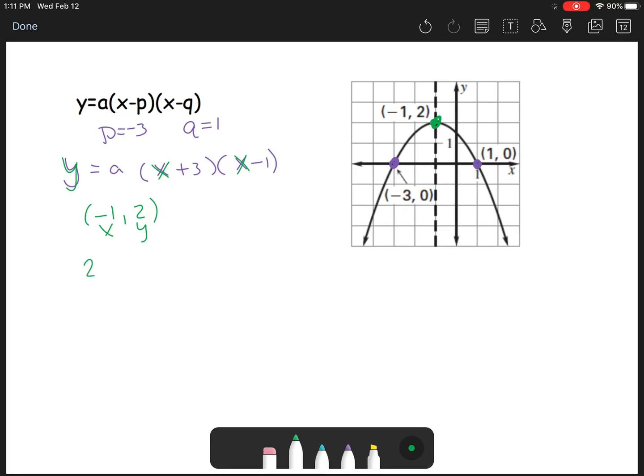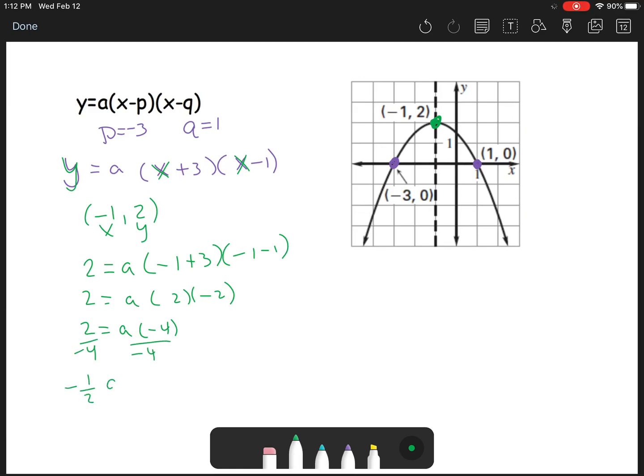So we're going to plug that in. Instead of y equals a, we're going to have 2 equals a times (-1 plus 3) times (-1 minus 1). And then we're just going to solve for a. -1 plus 3 is 2. -1 minus 1 is -2. 2 times -2 is -4. We can divide both sides by -4 to figure out that our a value is -½. We found our a value. We found our p and our q.